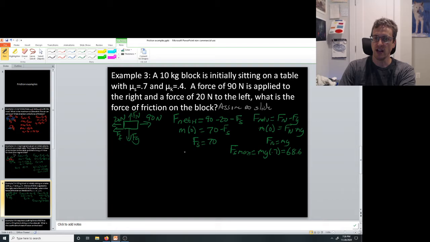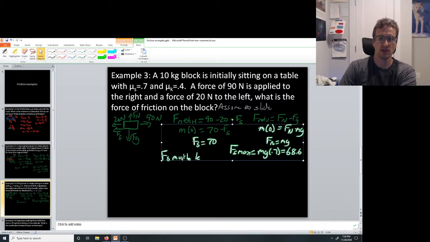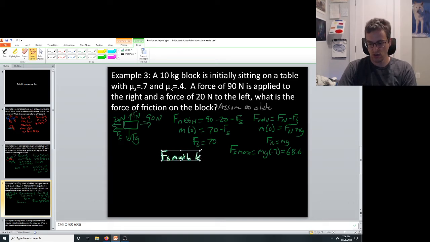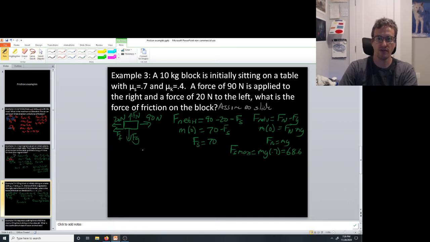Okay, so static in this case, Fs must be... actually I just said... Okay, so let me rephrase that. To not slide, Fs is less than or equal to Fs max. This did not happen, right? Didn't happen. So that means it did slide.